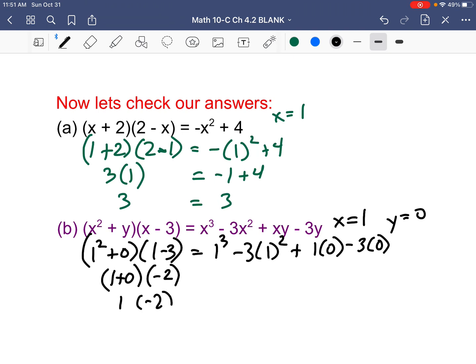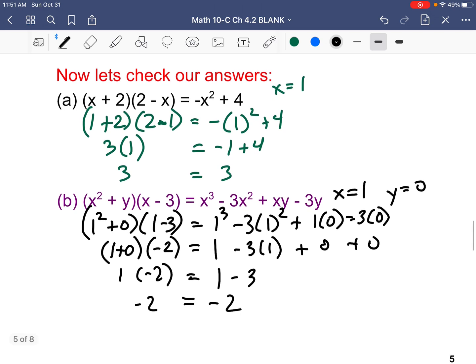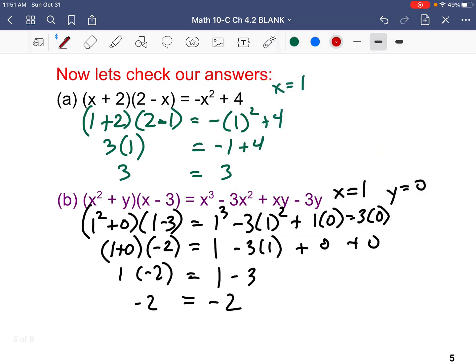1 minus 3 is minus 2. What's 1 times minus 2? Minus 2. All right, now 1 cubed is 1. Minus 3 times 1 plus 0 plus 0. 0 times 1 is 0. 3 times 0 is 0. So this is 1 minus 3, minus 2. So technically I should be saying left side equals right side. Correct. I didn't say that earlier. I'm getting old and lazy. Anyway, you're young and awake.